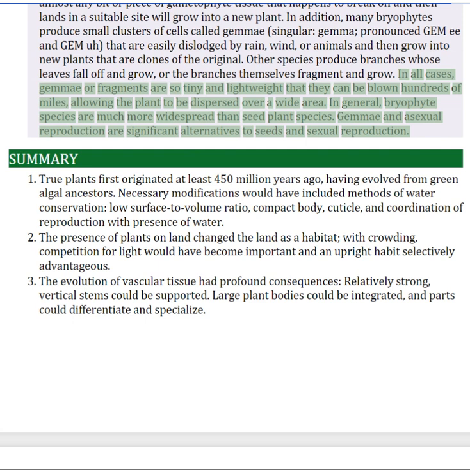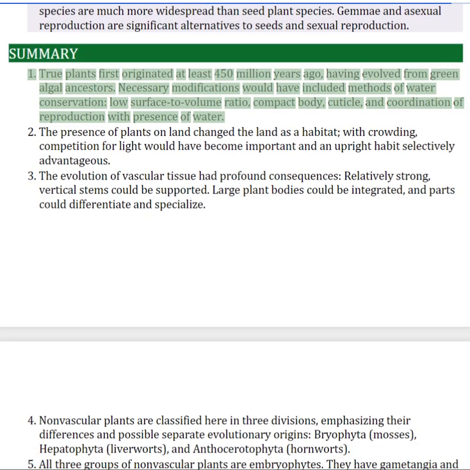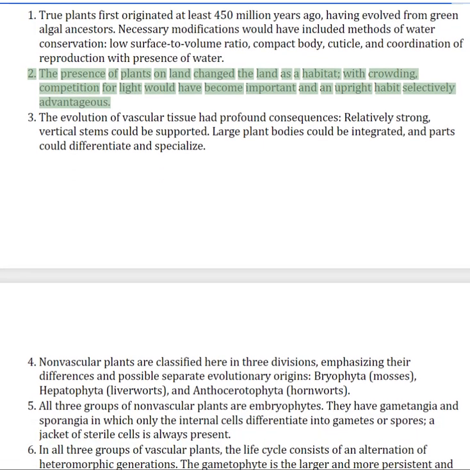Gemmae and asexual reproduction are significant alternatives to seeds and sexual reproduction. Summary. 1. True plants first originated at least 450 million years ago, having evolved from green algal ancestors. Necessary modifications would have included methods of water conservation, low surface-to-volume ratio, compact body, cuticle, and coordination of reproduction with presence of water. 2. The presence of plants on land changed the land as a habitat.